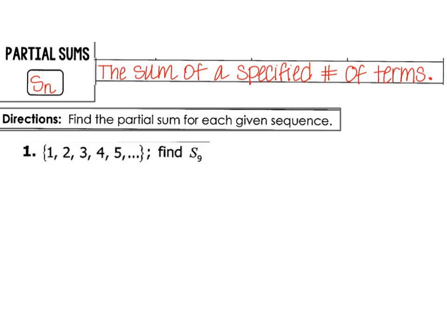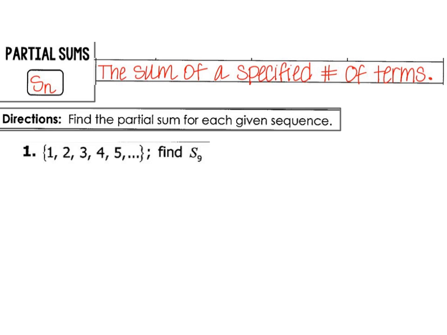All right, so now anytime we've got one of those infinite series, where we've got a sequence that goes on forever and it's increasing, we can find what's called partial sums. A partial sum is denoted by S sub n. This is the notation we use. The definition of a partial sum is the sum of a specified number of terms. So we take a certain number of terms in a sequence and add them together. That gives us a partial sum of those infinite series.